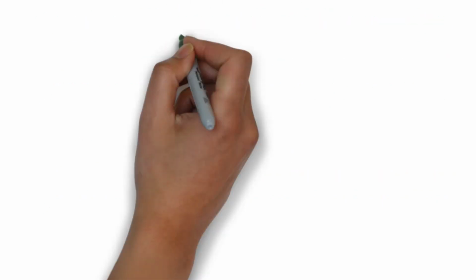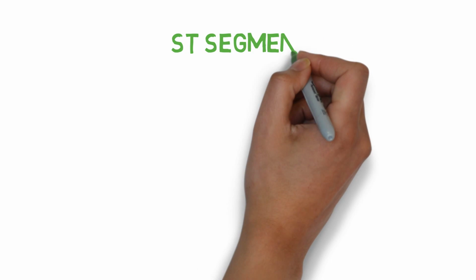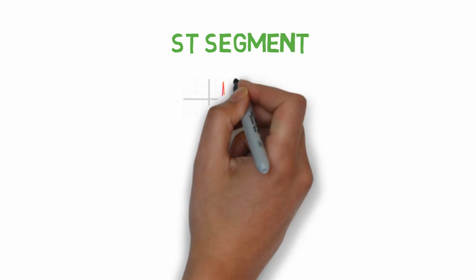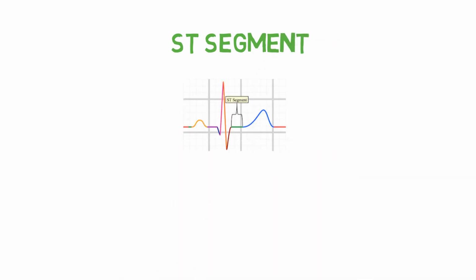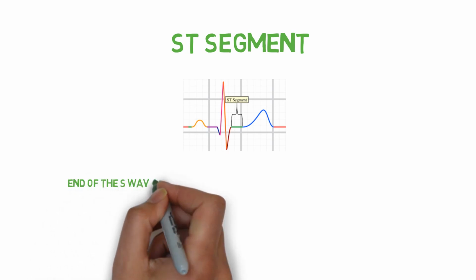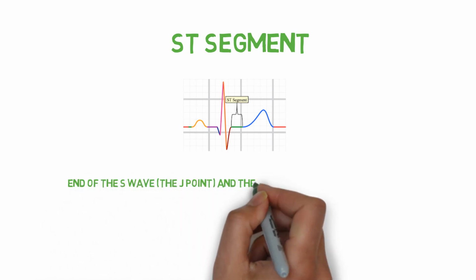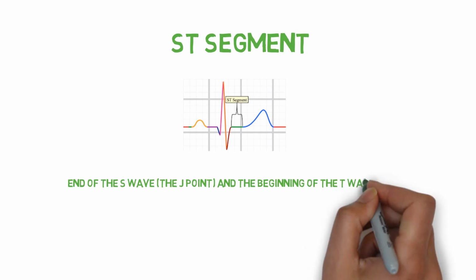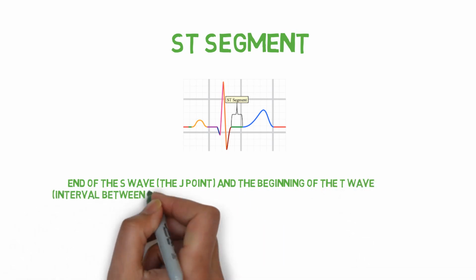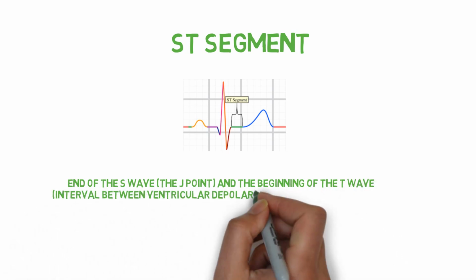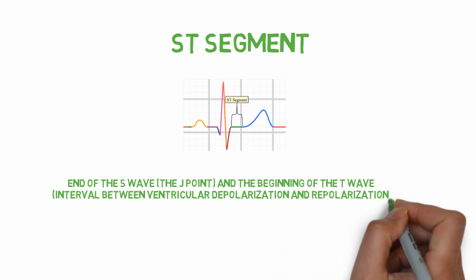The next thing we are going to look at is the ST segment. The ST segment starts at the end of the S wave, which is basically the J point, and it ends at the beginning of the T wave. So the ST segment is given in the above diagram. It is basically the interval between ventricular depolarization and ventricular repolarization.